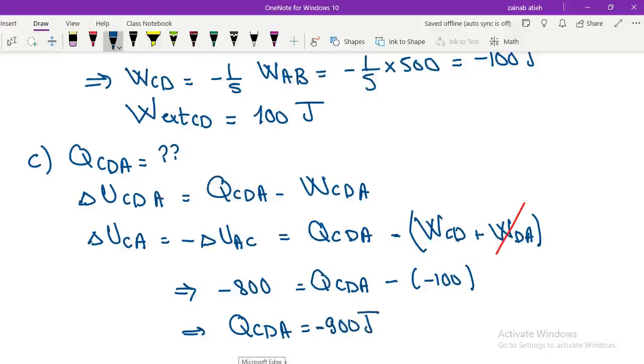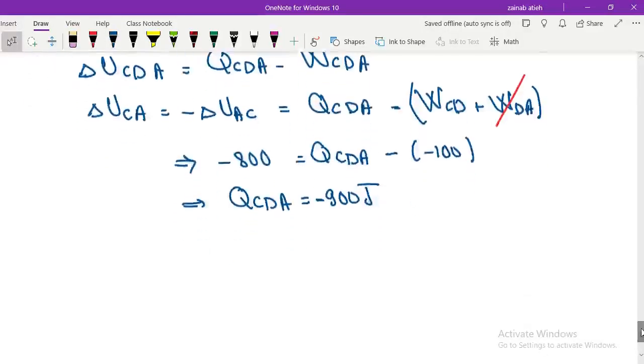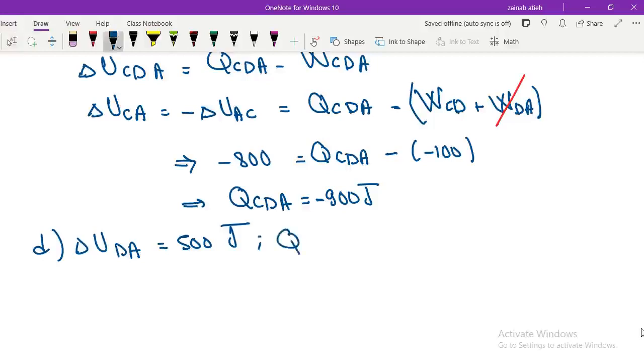Okay, now part D says if the change in internal energy in going from point D to A is 500 joules, so he's giving me delta U DA. This is part E. He's giving me delta U DA is equal to 500 joule. How much energy must be added to the system by heat? So we have to find Q as it goes from point C to point D. So he's asking me to find QCD.